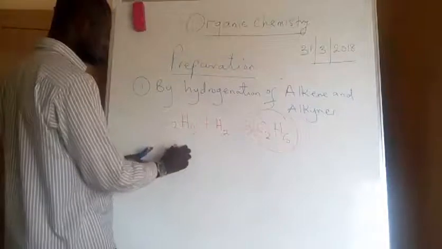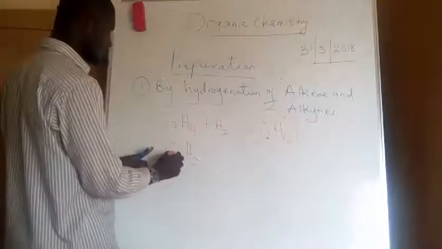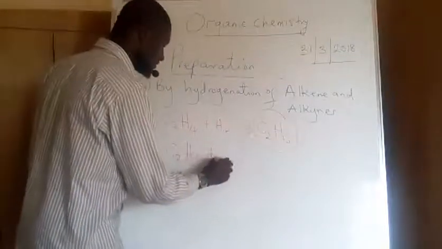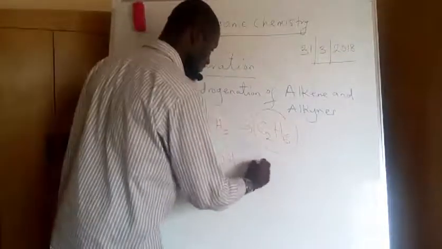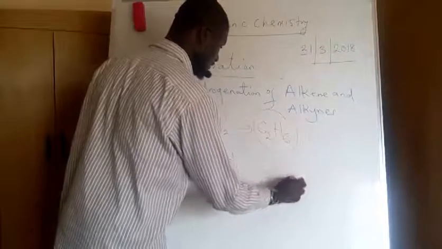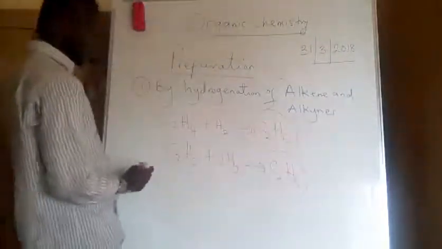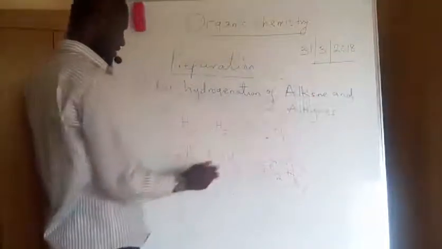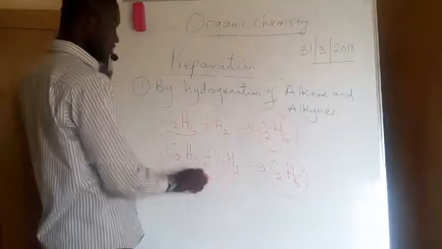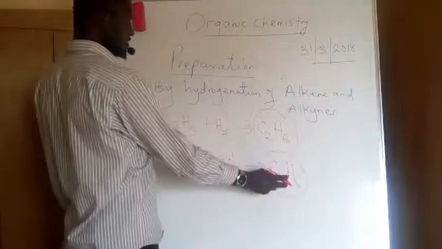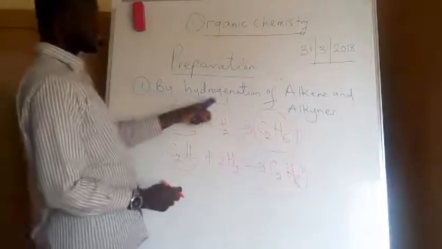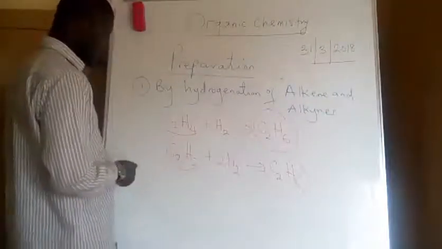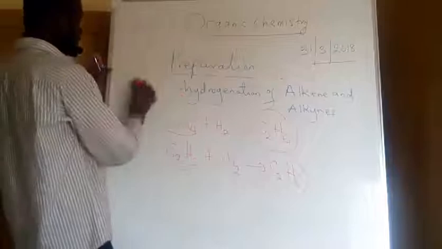If I have C2H2, this one is an alkyne. So when I add 2H2 to this, it becomes C2H6. You see I'm still forming alkane. So addition of 2 hydrogen to alkene produces alkane. Addition of 4 hydrogens to alkyne produces alkane. So hydrogenation of these 2 compounds will produce alkane. That is one preparation method.